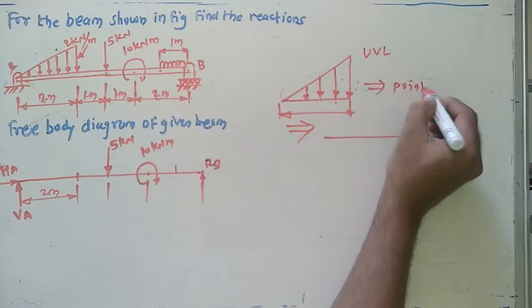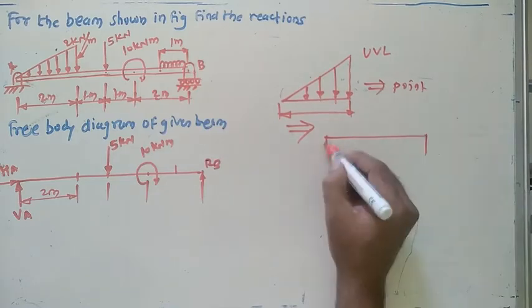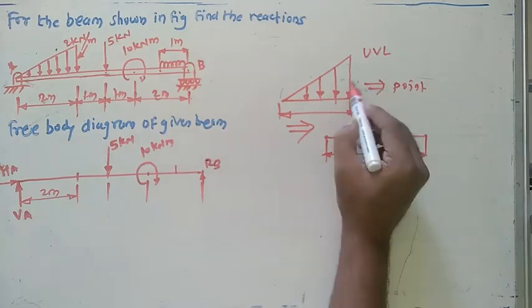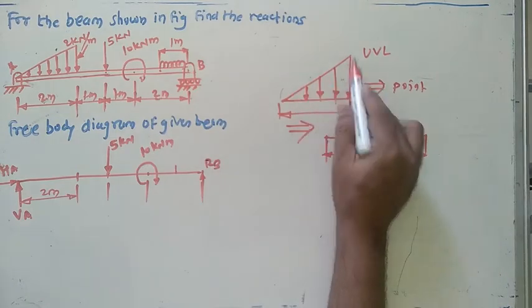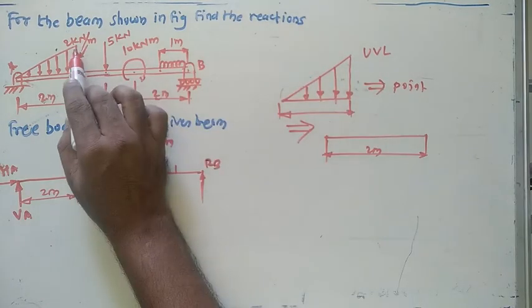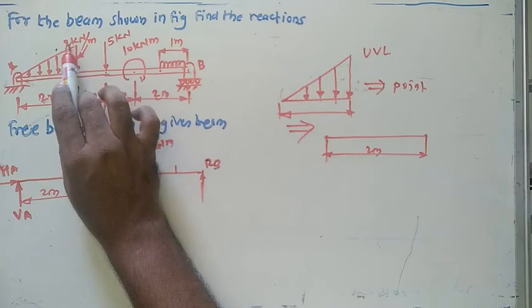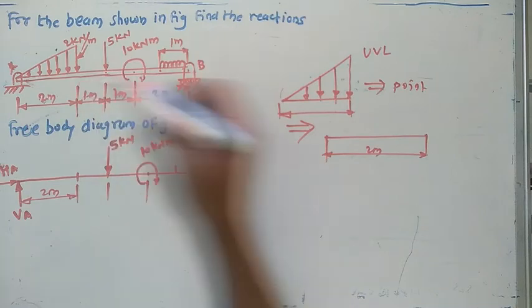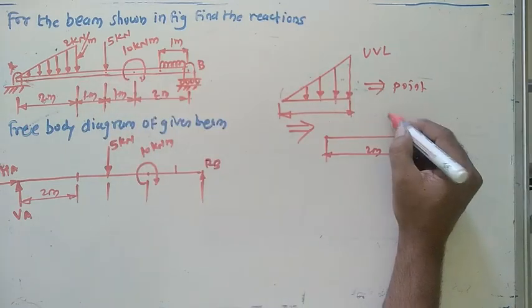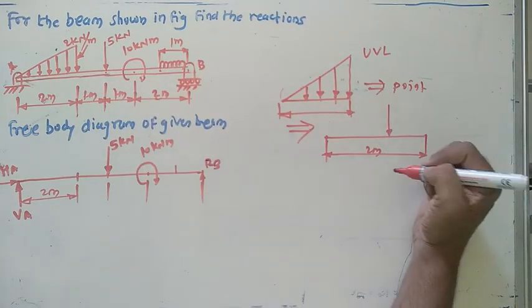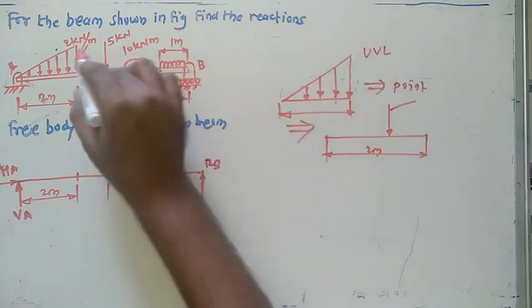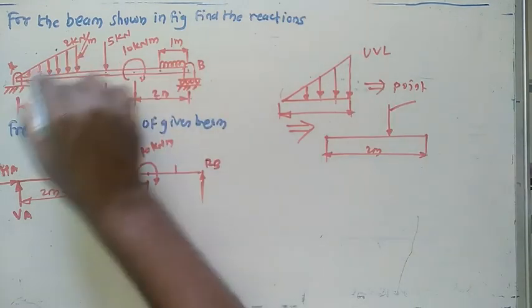Okay. So for that, what's the length for this one? The length in the problem is 2 meter. So what's the area for this triangle? The intensity of the uniformly varying load with us is 2 kilonewton per meter. So what's the location of the point load? What's the magnitude of the point load? The point load here is, in short, the area of this triangle.